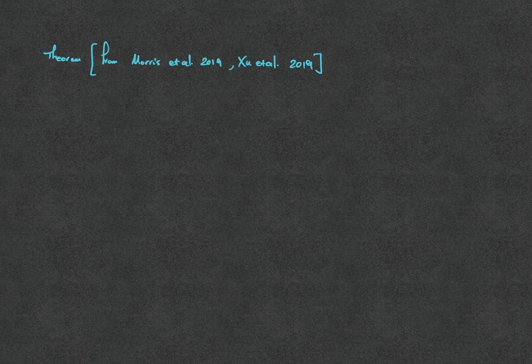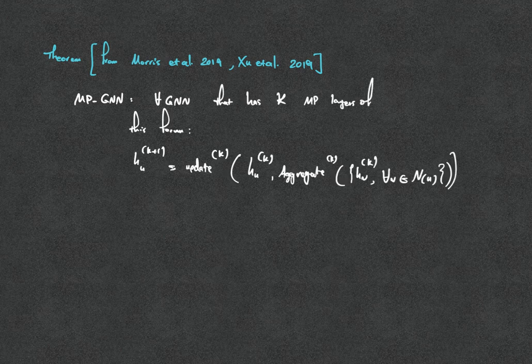Now the relationship between GNN and WL algorithm is that GNNs are known as very analogous to them, as a continuous and differentiable analog of these WL isomorphism tests. Now this theorem is going to formally define the relationship between graph neural networks and the Weisfeiler-Lehman algorithm. Define a message passing graph neural network as follows. Any graph neural network that has k message passing layers of this form.